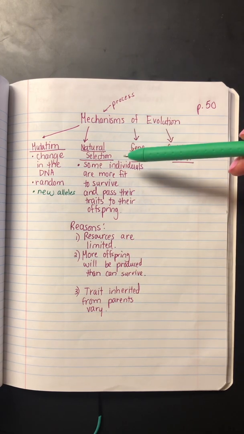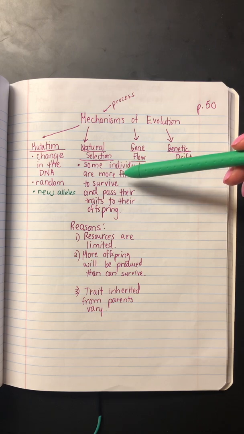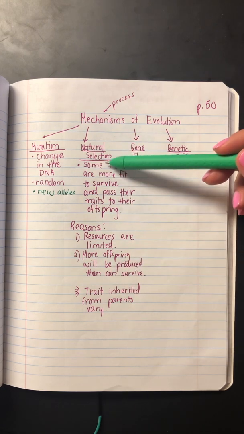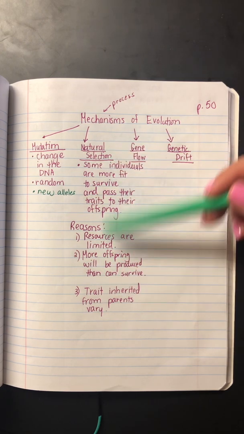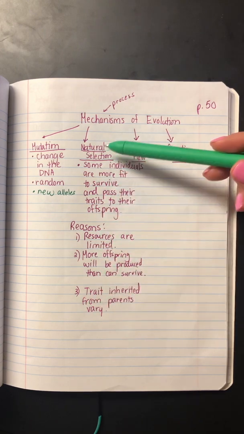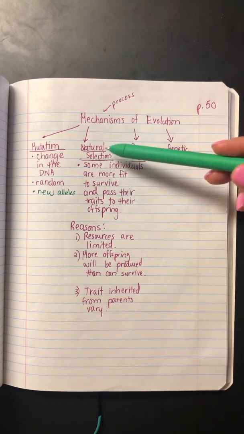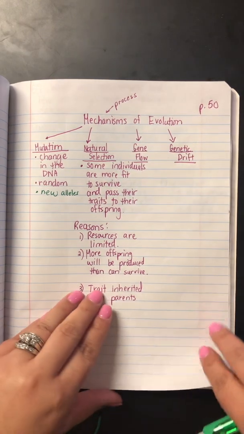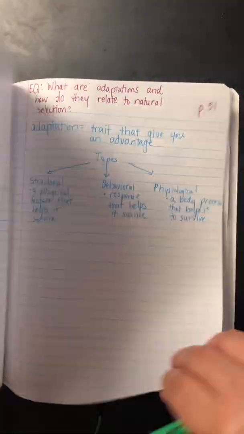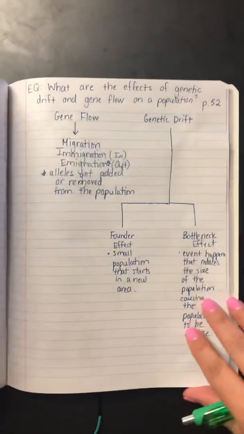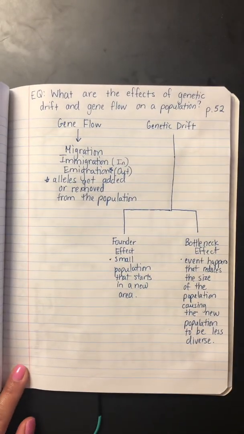I can't stress enough how many questions will be about this idea. Natural selection is a really important mechanism of evolution, so make sure you understand that and that you can answer multiple questions about natural selection. Gene flow and genetic drift. I'm gonna hop on over to page 52.